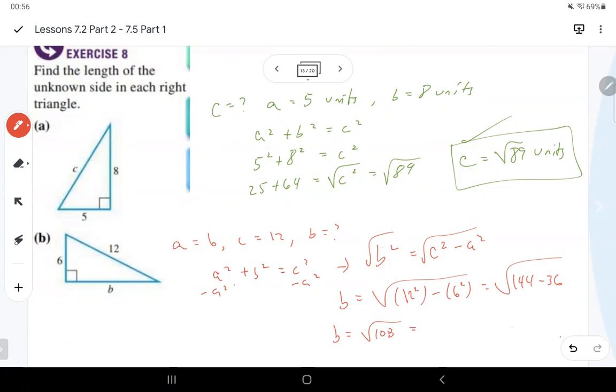And if we simplify that a little bit, we know that there is a 36 in 108, so that's 6 squared times 3. So then b is equal to 6 square root of 3 units.